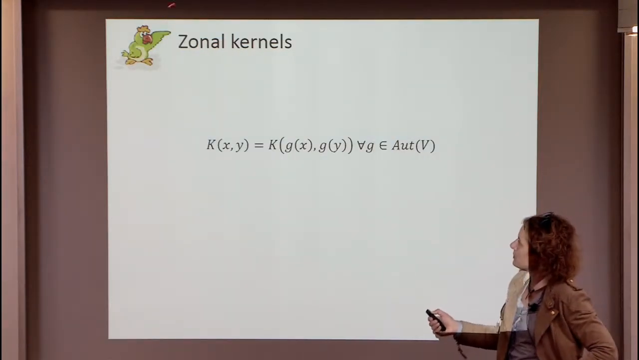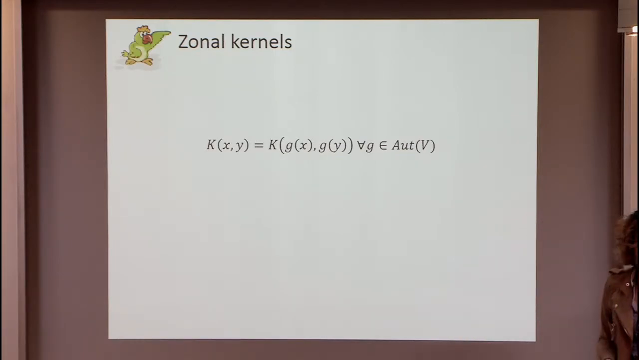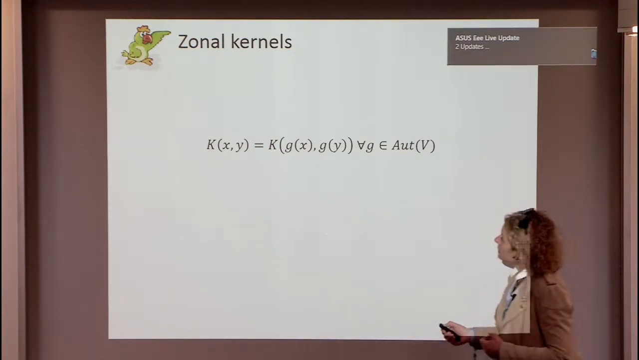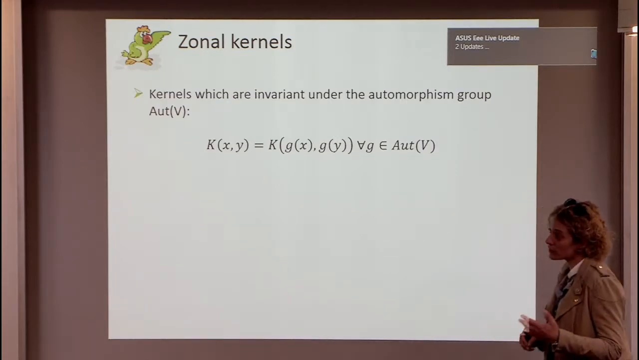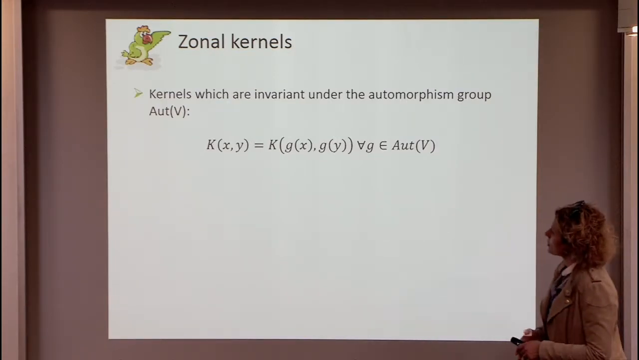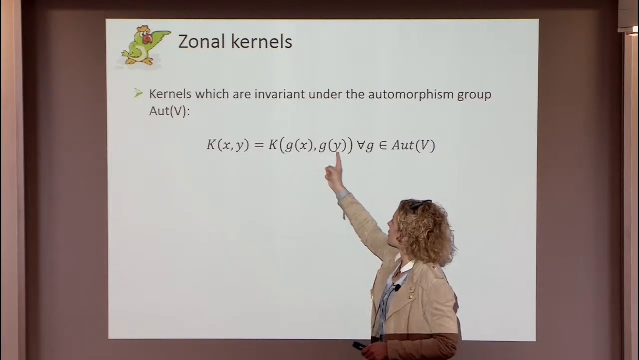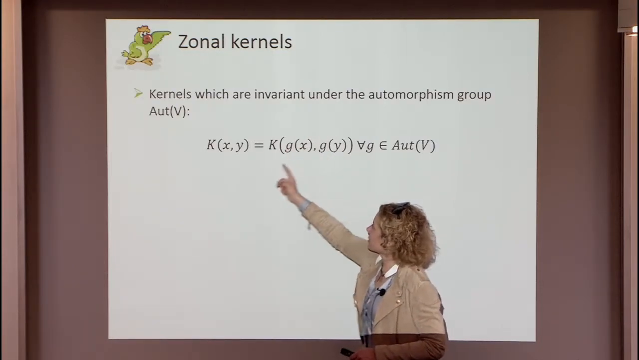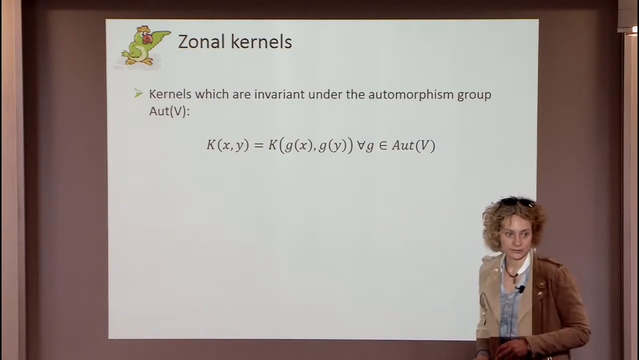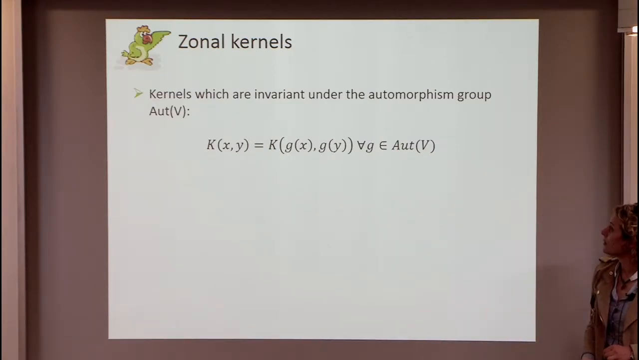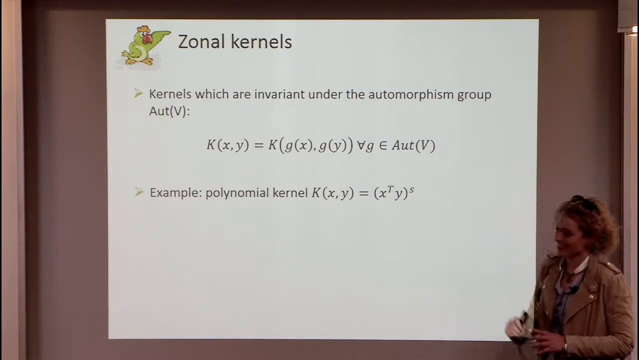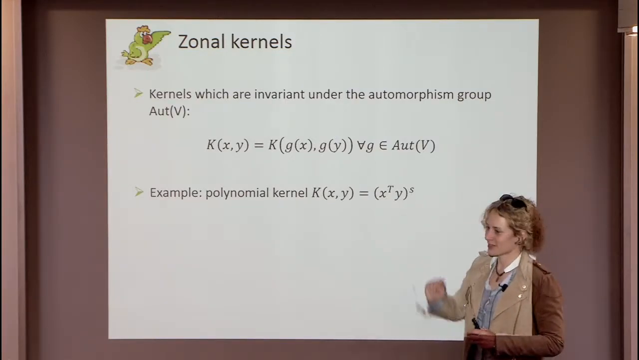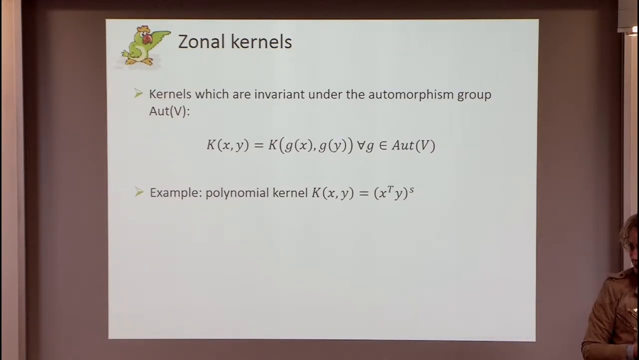So we're now going to optimize over kernels, and I will restrict myself to kernels which are so-called zonal. A kernel that is zonal has the property that it's invariant under the automorphism group of the object. For the sphere, this is the orthogonal group. So if I rotate x and rotate y, my kernel function is invariant. For example, this polynomial kernel obviously has this property, because this inner product is invariant under the orthogonal group.